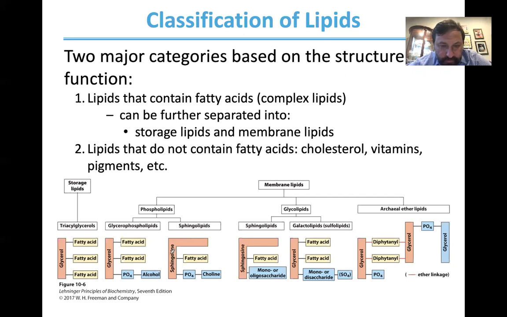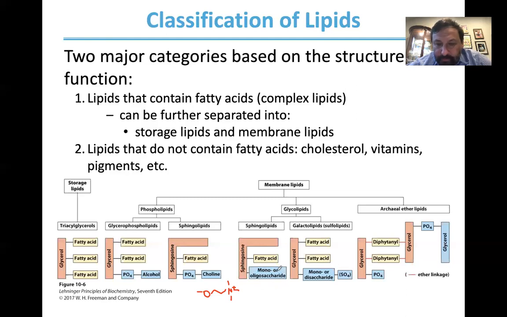Sphingolipids, kind of similar. Sphingosine, fatty acid. Now remember, this one will be attached to the nitrogen of the amino group of sphingosine. And then you have phosphate and choline. So choline, remember, has this structure. So it's a charged molecule. And for glycolipids, these are, for example, sphingolipids. Sphingolipids don't necessarily have to have phosphate. They can just have sugars. They can have a single sugar or di-, tri-, tetra-, or oligosaccharide.